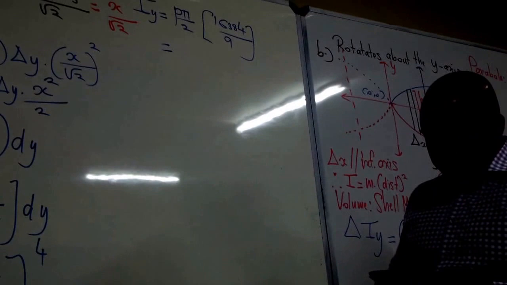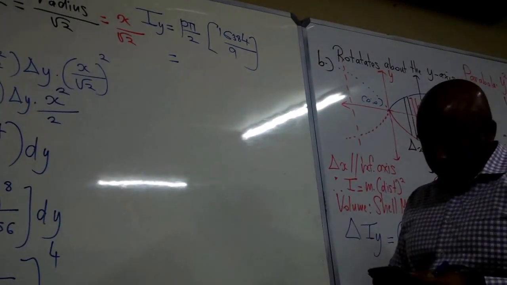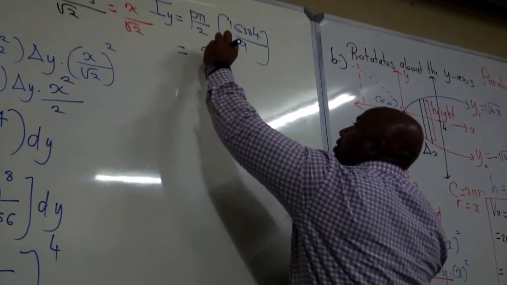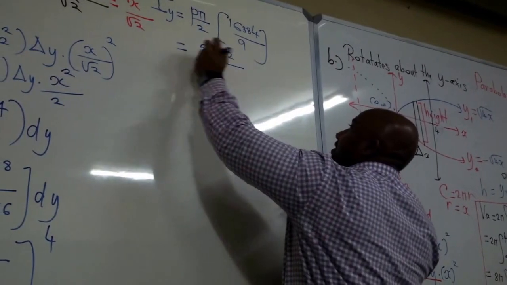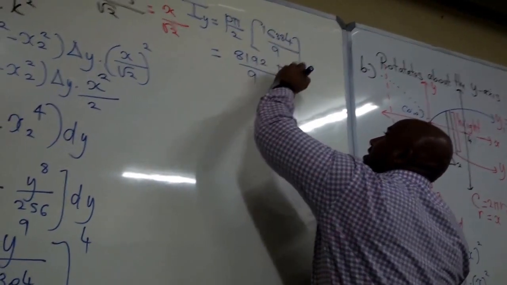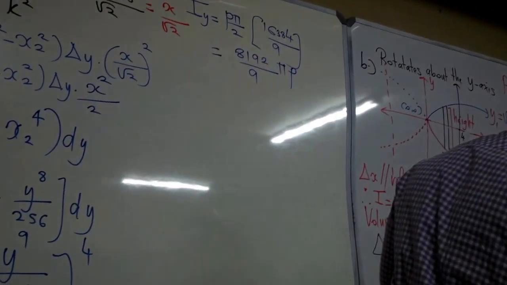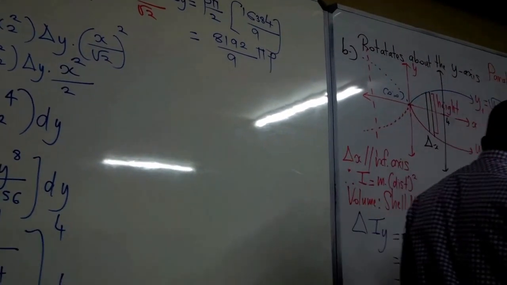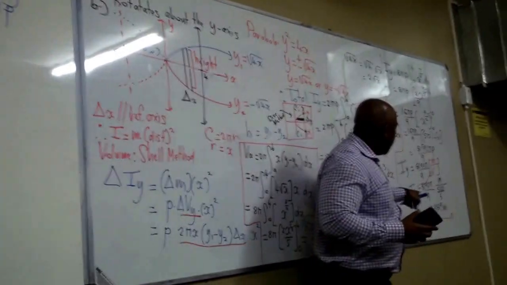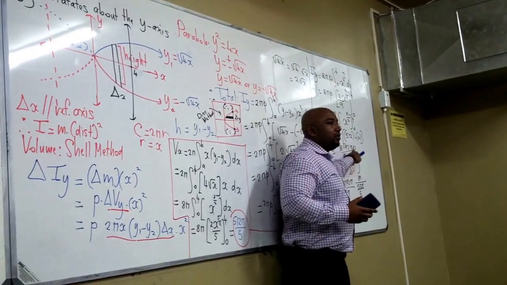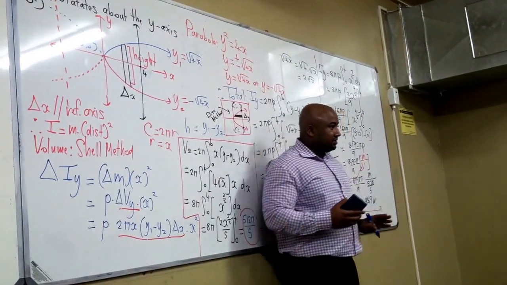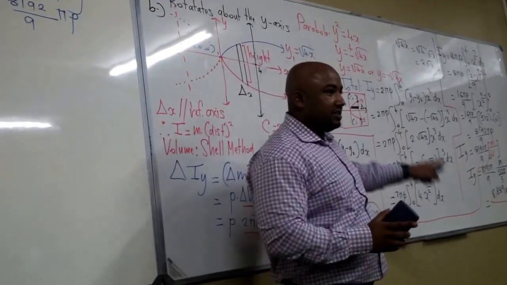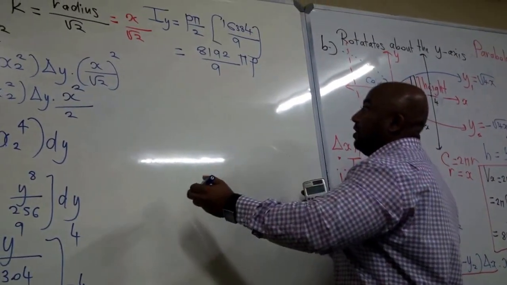Times pi over 2. Times pi over 2, we get 8192 over 9 pi times p. Did we get it here? Where is our I, x, I, y here? Let's trace it. Here it is: 8192 pi over 9p. You can see we get the same answer. But it was much easier to get it here compared to there. You can see that.